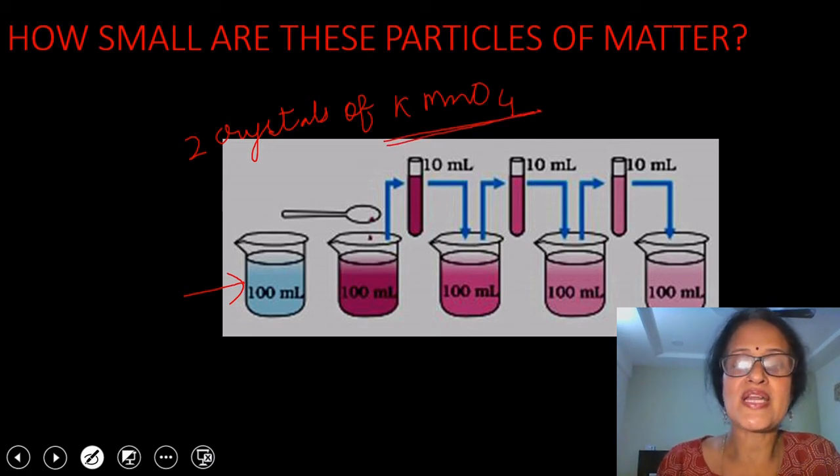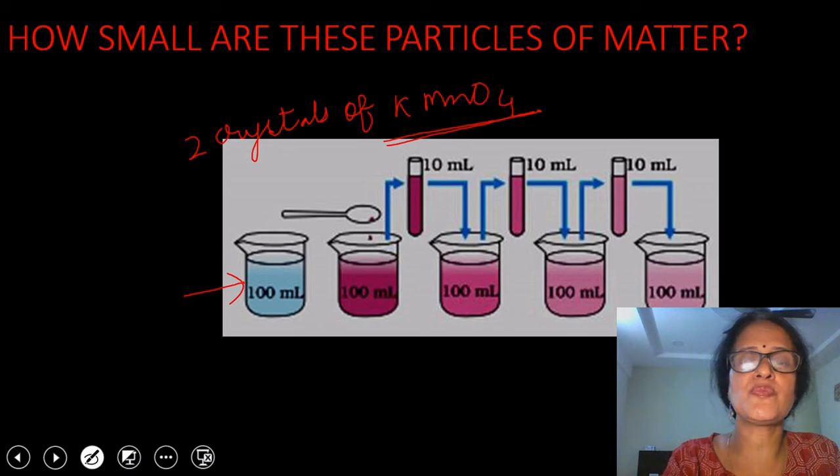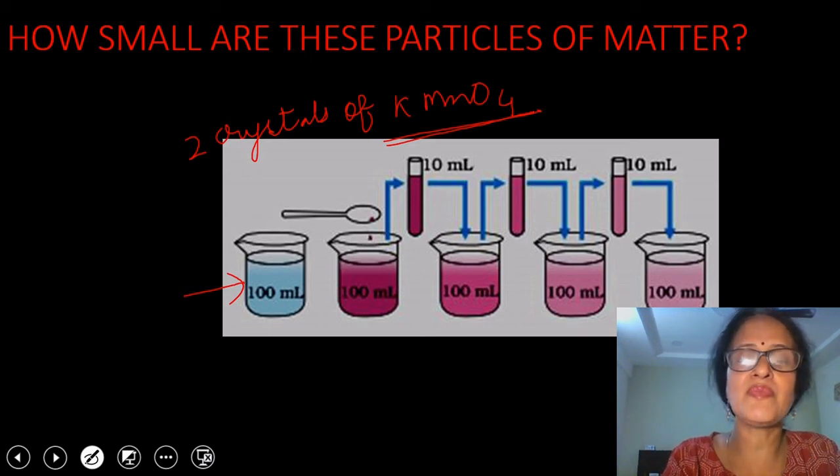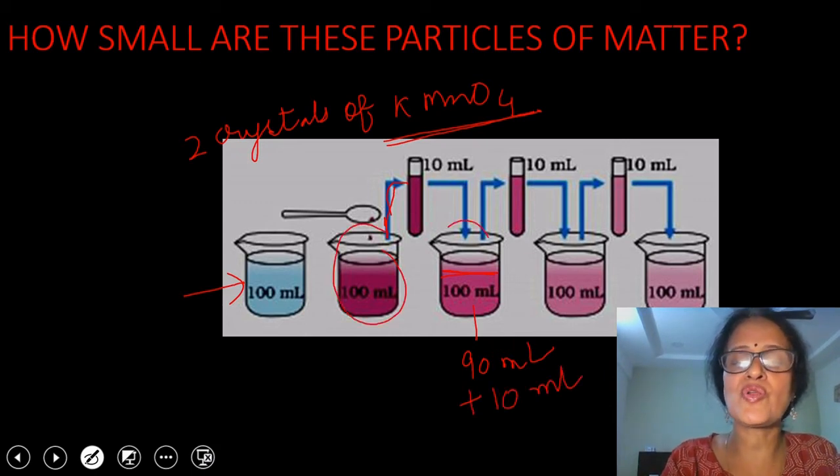So, after addition of 2 to 3 crystals of potassium permanganate to 100 ml of water, we can see that the solution has turned purple. Then we have taken 10 ml of solution from the second beaker and added it to 90 ml of water. So here we have taken 90 ml of water, and we are adding 10 ml of solution from the second beaker. So the overall solution has become 100 ml.